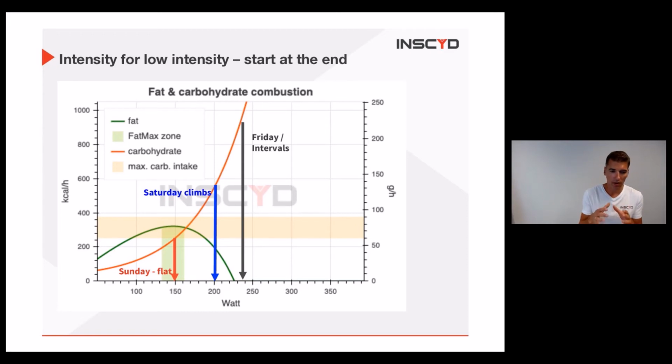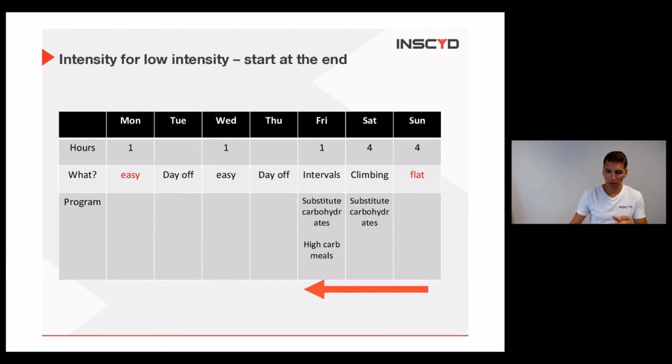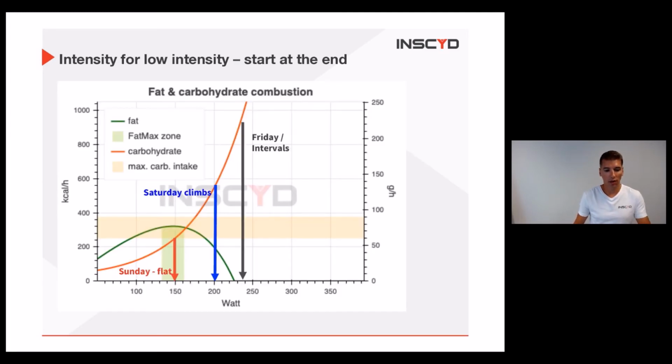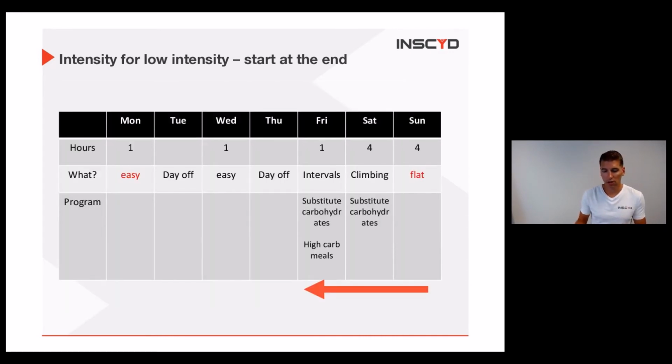I hope this came across. The idea is start from the back, right, going backwards. Think about the fueling that is needed, and then you decide on the intensity. Let me give you another example. Let's just imagine this athlete here would be in a training camp, and he would ride maybe every day 4 to 5 hours with some climbs.